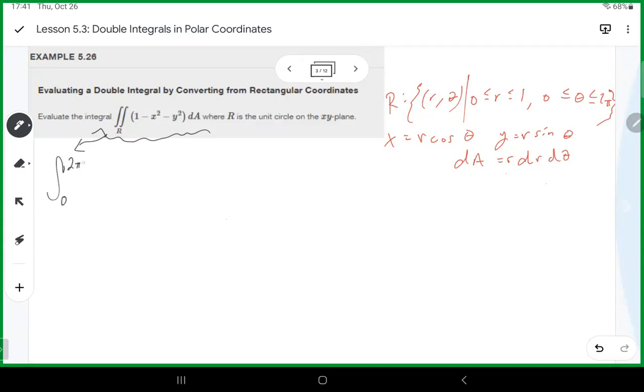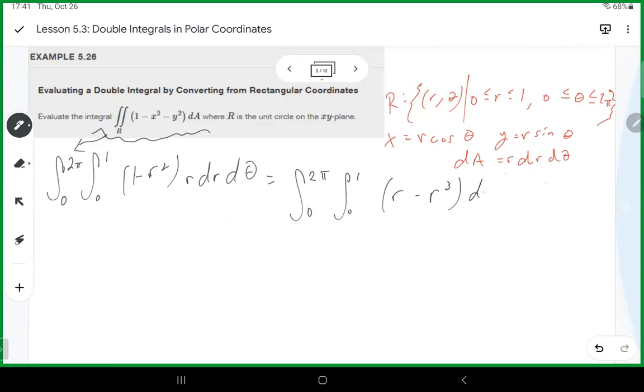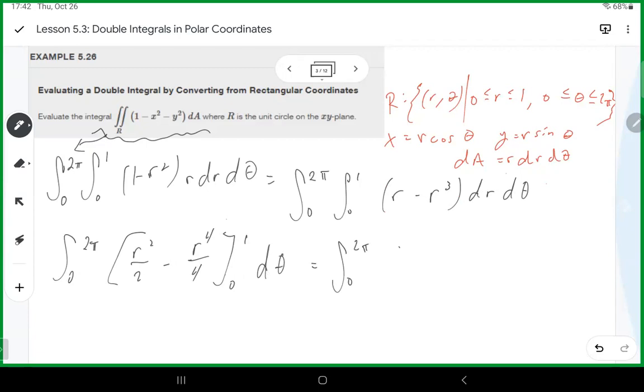So it's going to go from 0 to 2 pi, from 0 to 1. And it's going to be 1 minus r squared, r dr d theta. And then if you do the first step, you're still going to be 0 to 2 pi, 0 to 1. And it'll be r minus r cubed dr d theta. So 0 to 2 pi, r squared over 2 minus r to the 4th over 4. It's going to be 0 to 1 d theta, which is 0 to 2 pi, 1/4 d theta, which is just pi over 2.